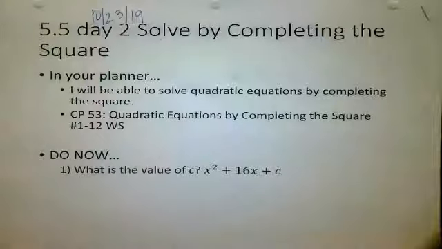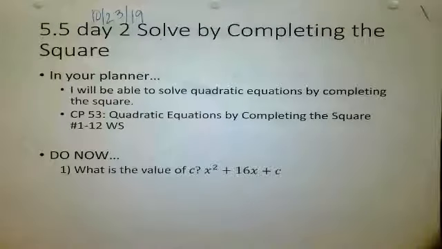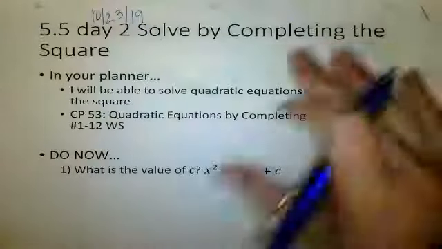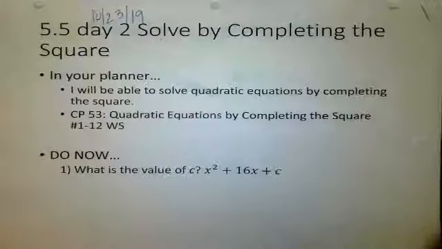Today, what we did yesterday, you learned how to calculate the value of C and then write that as a binomial square. We're combining that step with the square root method, which we did last week, okay? So putting the two things together. And we can solve any equation by completing the square, which is kind of nice. It works all the time.